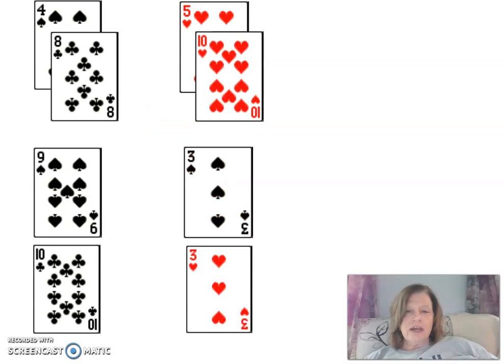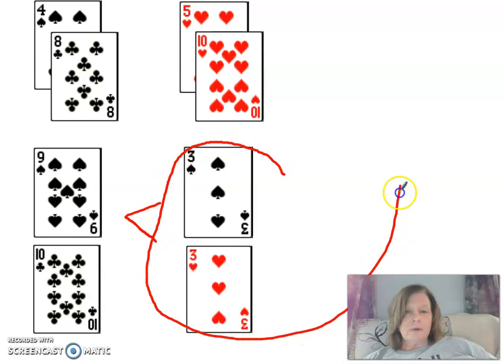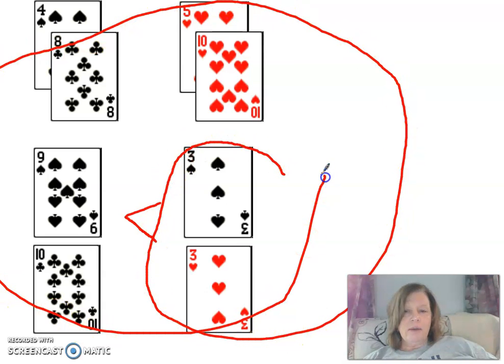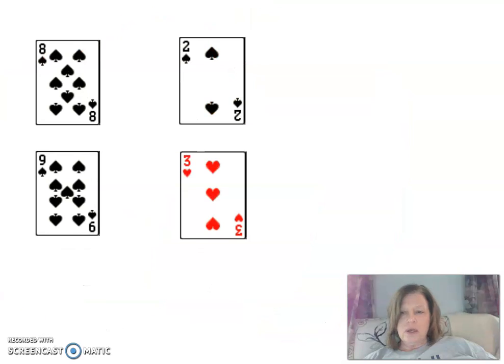This time we draw 9/10 and 3/3. 9 is close to 10, so 9/10 is a fraction close to 1, but 3/3 is equal to 1 since the denominator and the numerator are the same. This person wins the jackpot, all the cards.